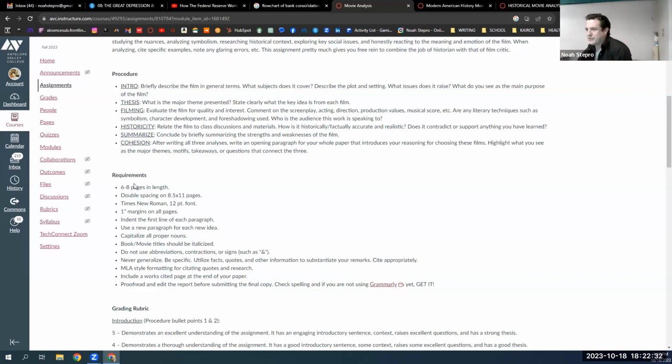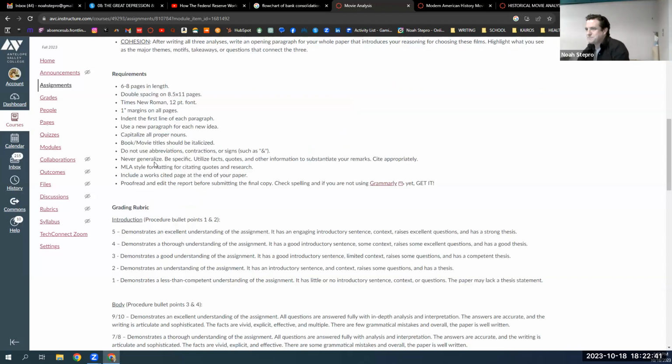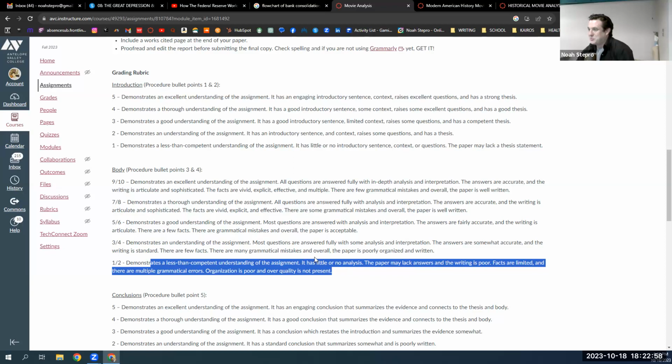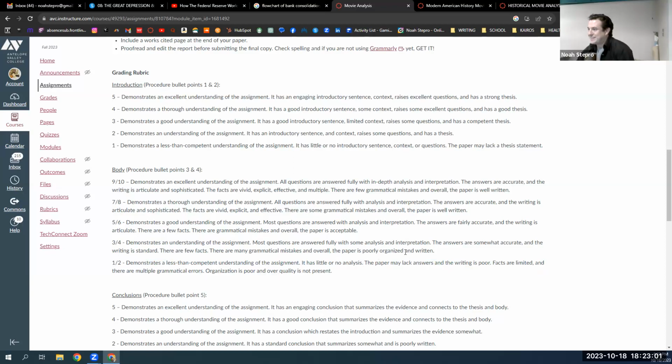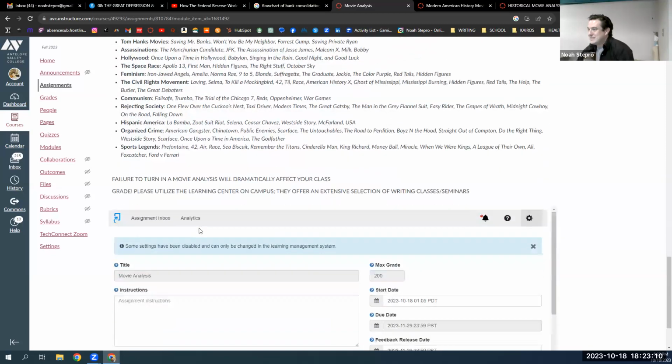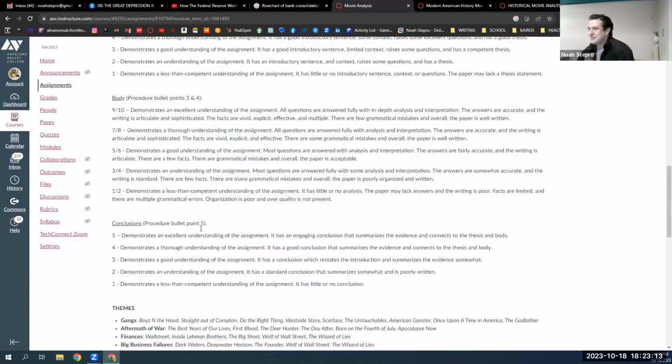Here's the nitty gritty of the standard stuff for college papers, right? Times New Roman, 12 font, double spaced. And then here are the specifics: if you want to get a really good grade, these are the things I'm looking for. If you have a crappy paper, this is what it will look like. It will lack analysis. It will lack good writing. It won't have a lot of facts. You won't be pulling quotes out from the movie. So in a nutshell, that's it.